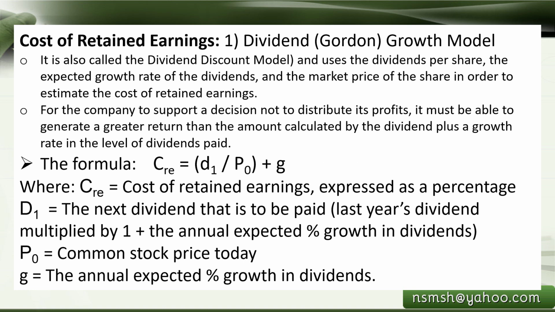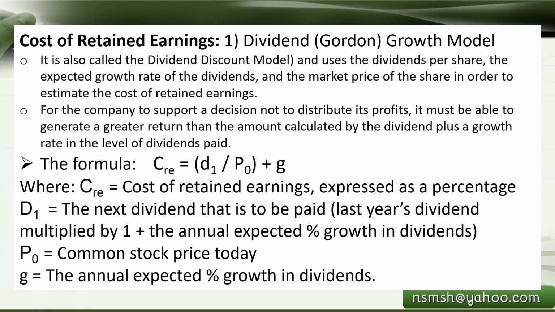For the company to support a decision not to distribute its profit, it must be able to generate a greater return than the amount calculated by the dividend plus a growth rate in the level of dividends paid. So that is the calculation, whether economically this is a sound decision to use that fund in this way, or if there is another opportunity to go for.